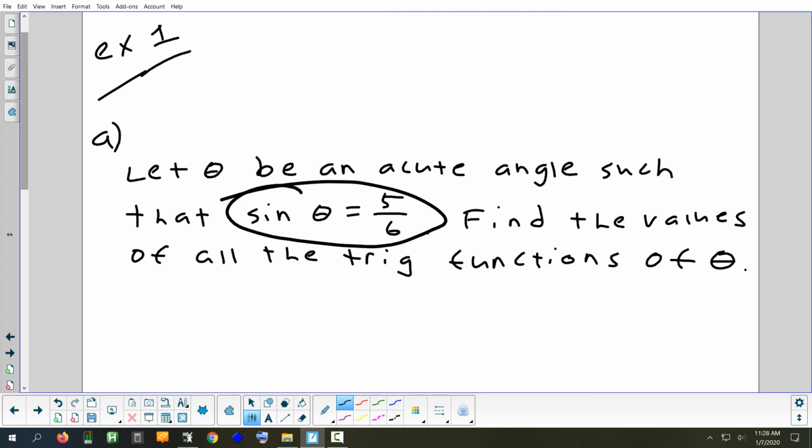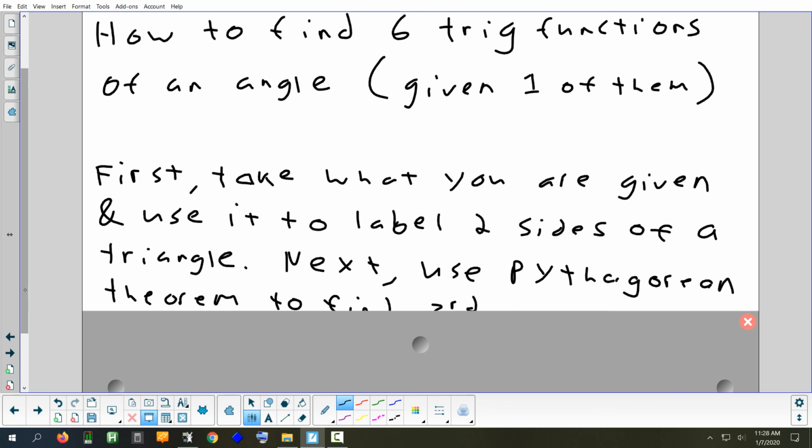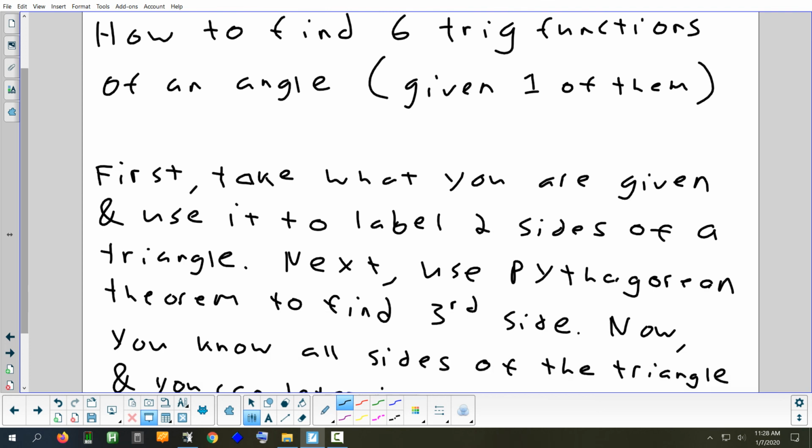Well, I haven't told you the adjacent, and you're going to need that. How can you find the adjacent? Pythagorean. Right, you can use the Pythagorean theorem. So the idea is to find the 6 trig functions if you're given one of them. Take what you're given and use it to label two sides of a triangle. In the case of sine, it's opposite and hypotenuse. If it was cosine, you would know adjacent and hypotenuse. Label whichever two sides you know, and then use the Pythagorean theorem to find the third side.